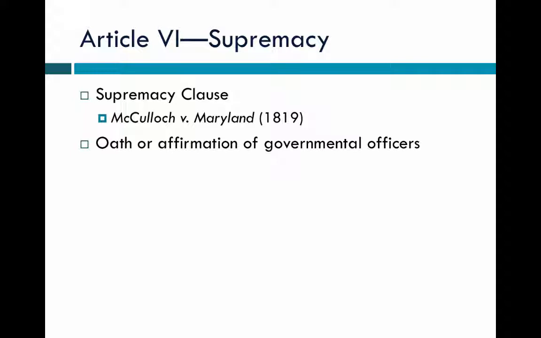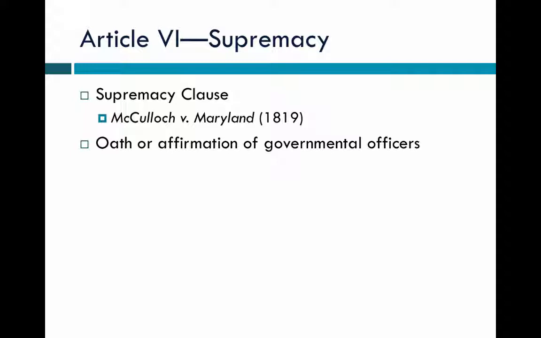Article 6 talks about the supremacy of the federal government. And the Supremacy Clause simply states that the Constitution is the supreme law of the land. That when it comes to determining what law trumps state or federal law, the Constitution of the federal government is the one that shall be supreme.